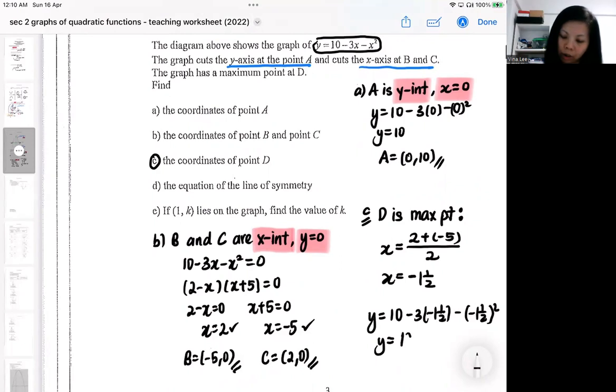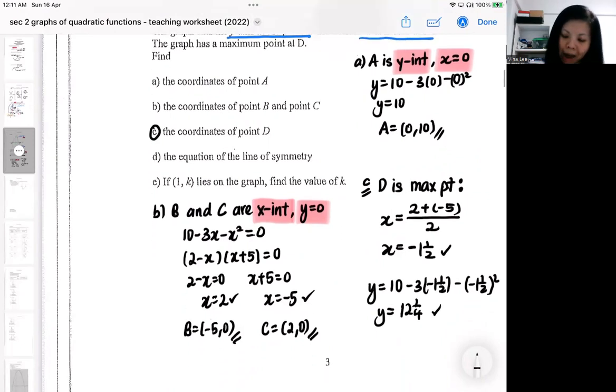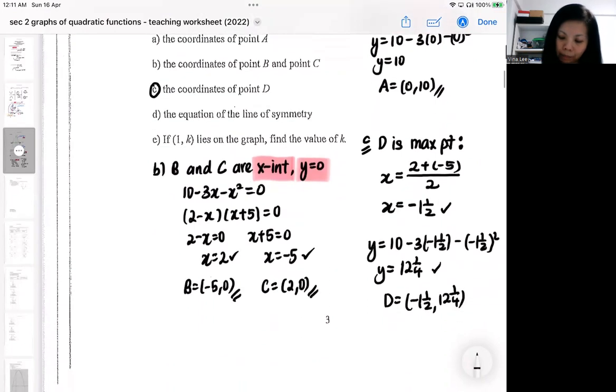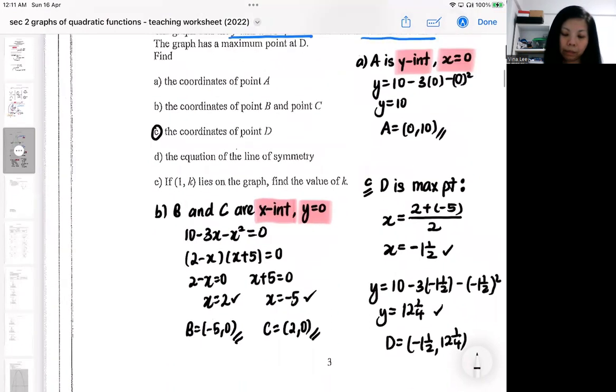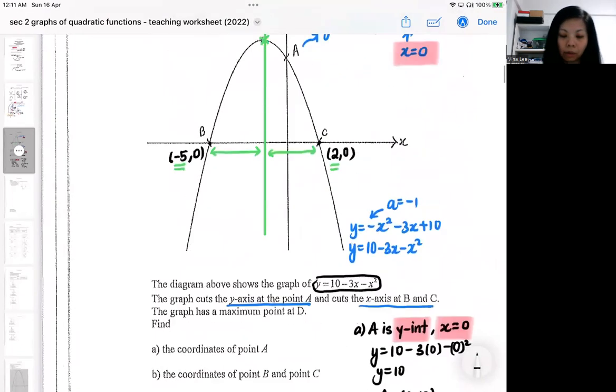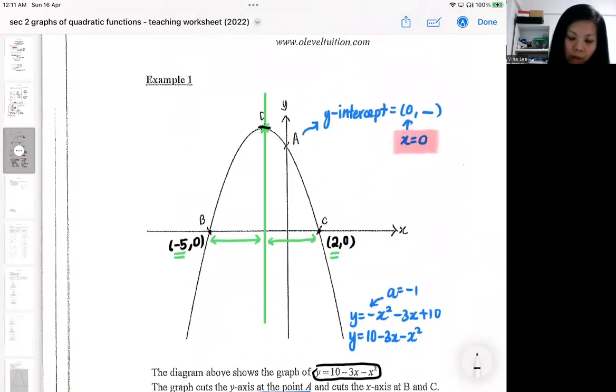So you will get 12 1/4. So this will form the highest point. So this one will form the coordinate of the highest point. So you will get the coordinates of the highest point, which is (-1.5, 12 1/4).